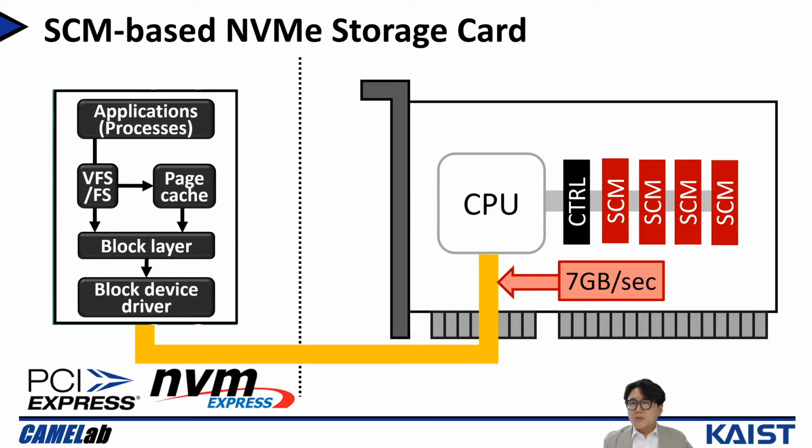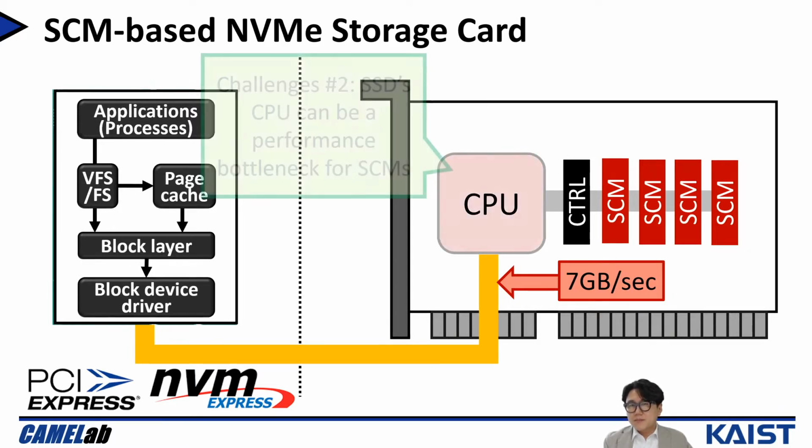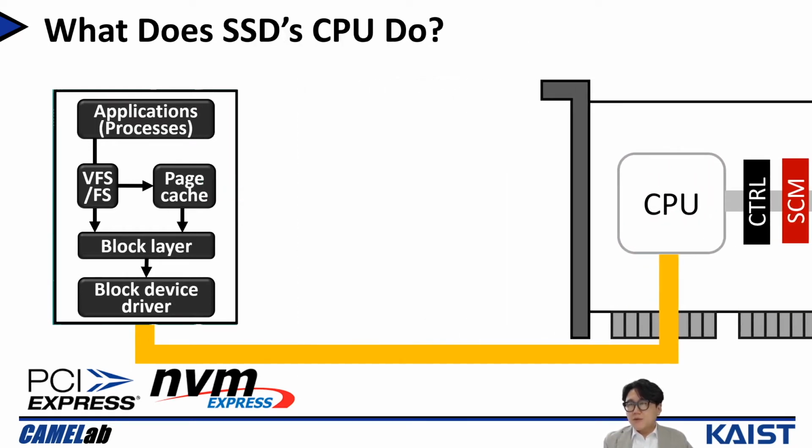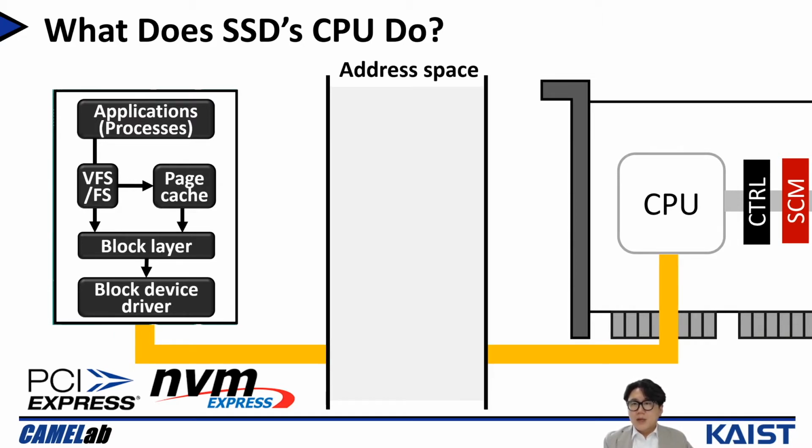Another challenge that we have to consider is the firmware execution overhead with the emerging SCMs. When one replaces flash with SCMs, the new storage card performance can bump up against the bandwidth capacity of the PCIe interface and make the CPU a performance bottleneck. So let's go over what the CPU needs to do for the NVMe storage card as background knowledge. NVMe defined two different queues, the submission queue and the completion queue, on the host side memory as a logically paired I/O queue.